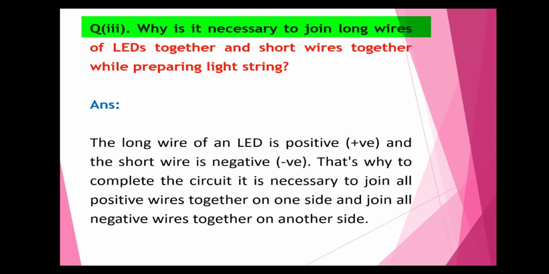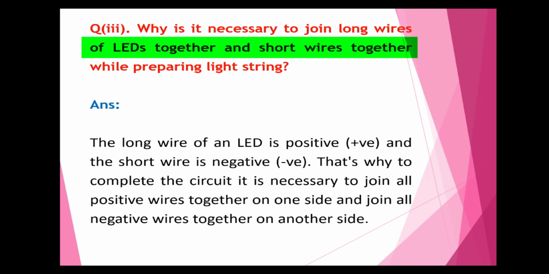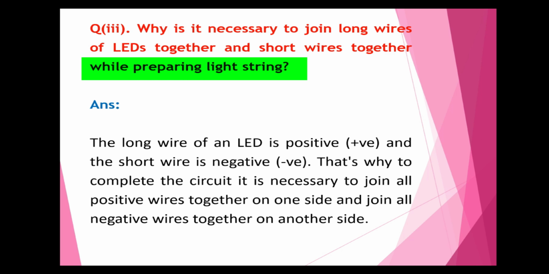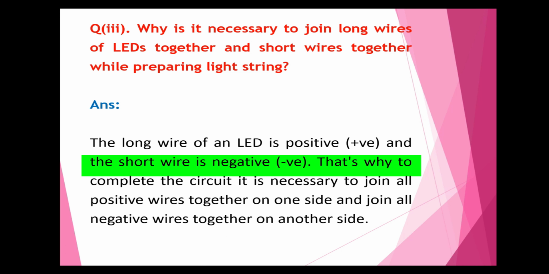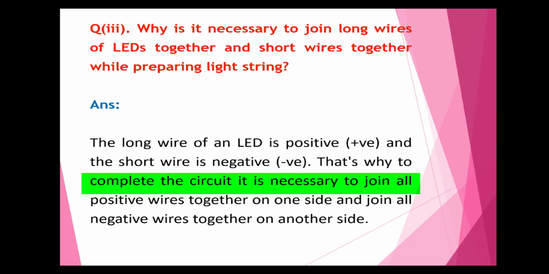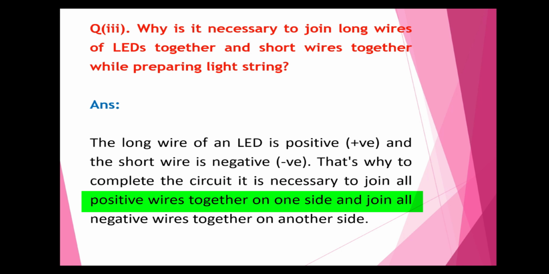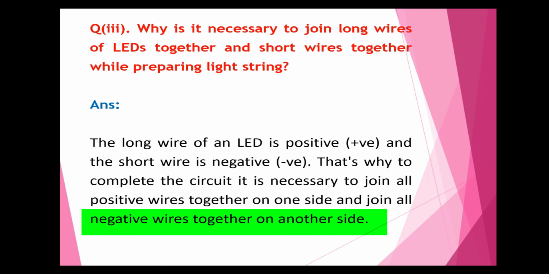Question number 3. Why is it necessary to join long wires of LEDs together and short wires together while preparing a light string? Answer. The long wire of an LED is positive, and the short wire is negative. That's why, to complete the circuit, it is necessary to join all positive wires together on one side and join all negative wires together on another side.